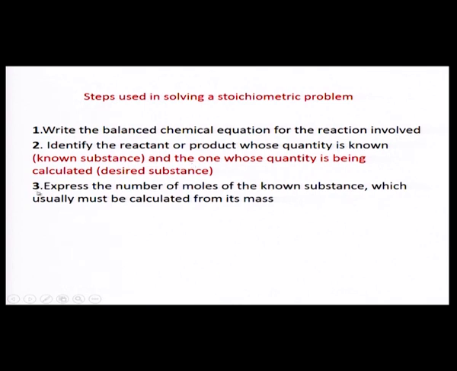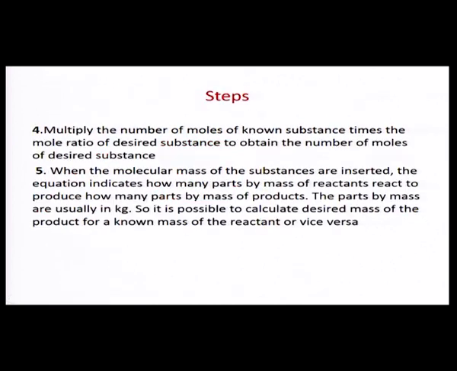The third step is to express the number of moles of the known substance, which usually must be calculated from its mass actually used in a particular chemical reaction. And the fourth step is to multiply the number of moles actually involved of a known substance times the mole ratio of the desired substance to obtain the number of moles of the particular desired substance. This is the fourth step.